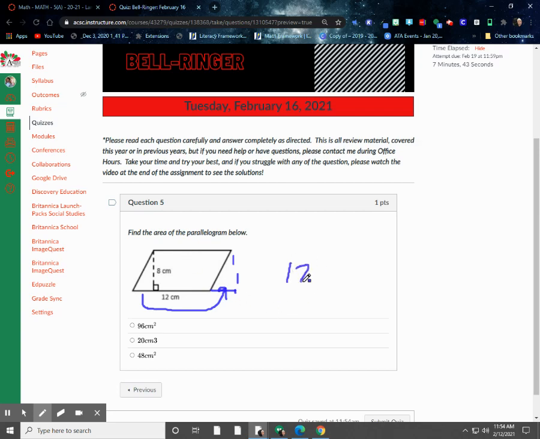So I have 12 times 8. That, ladies and gentlemen, 8 times 2 is 16, and 8 times 1 is 8, plus 1 more is 9, so it should be 96 centimeters. And these are centimeters squared because we're multiplying length times width. So 96 centimeters squared was the correct answer.